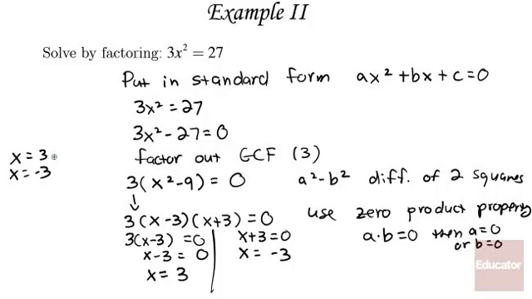And I found that just by factoring. X equals 3, x equals negative 3, and I made my factoring a lot easier by first pulling out the GCF.